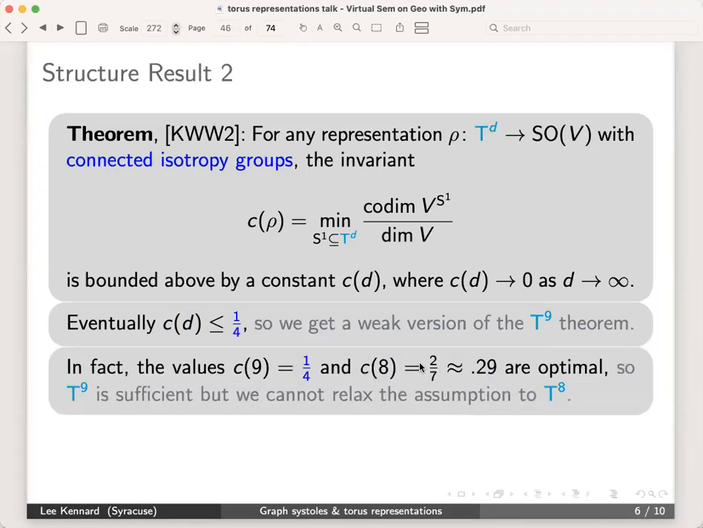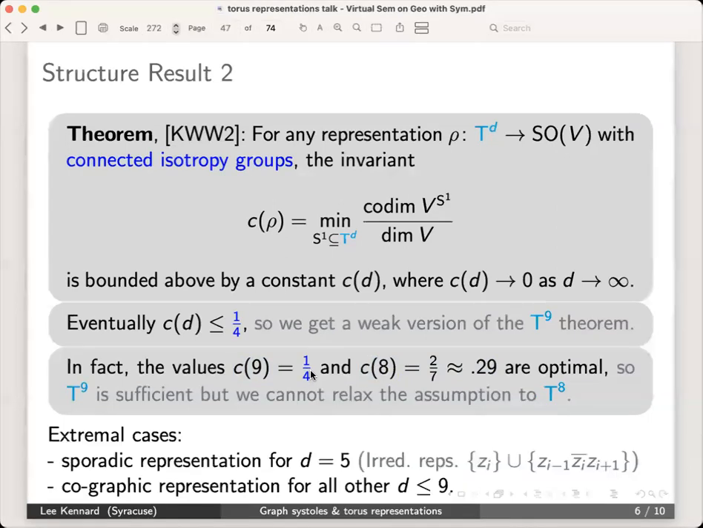And this is what we really used matroid theory for, really used Seymour's classification for. So it turns out that the value d equals 9 is precisely the point when this hits a quarter. The smaller values are too big. So C of 8, for example, is 2/7, and that's optimal. So T8, our method doesn't work for T8. We really need to use T9. All right, so that was the main geometric result.